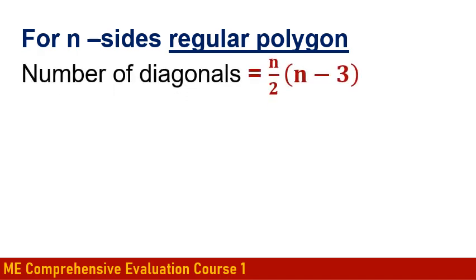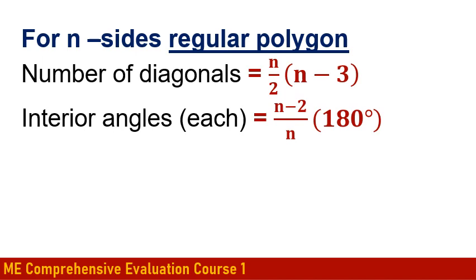The number of diagonals can be computed by this formula, n over 2 multiplied by n minus 3. For example, a square has 4 sides. If you substitute n equals 4 here, the result would be 2. It means that a square has 2 diagonals. You can also use this formula for pentagon, hexagon, heptagon, and so on.